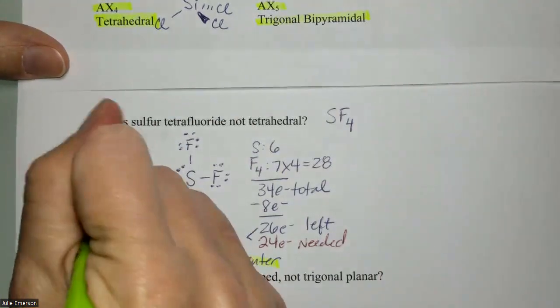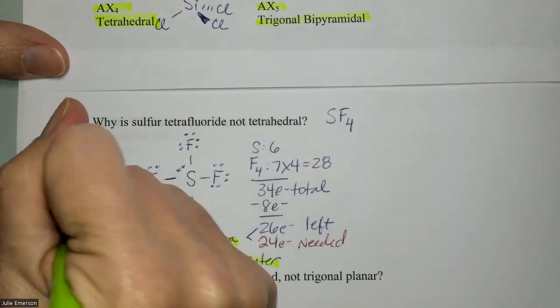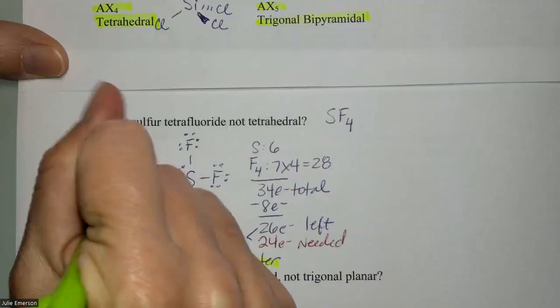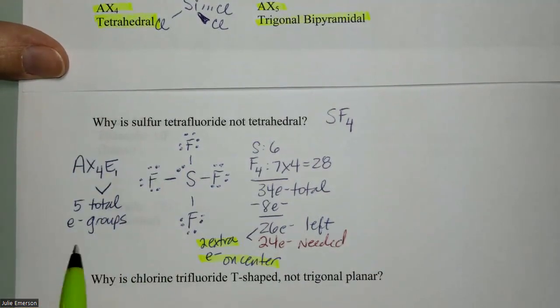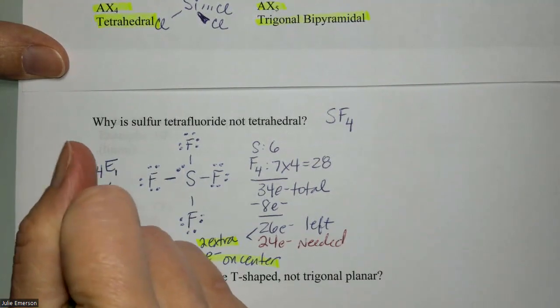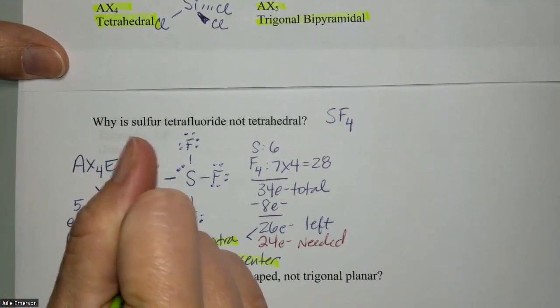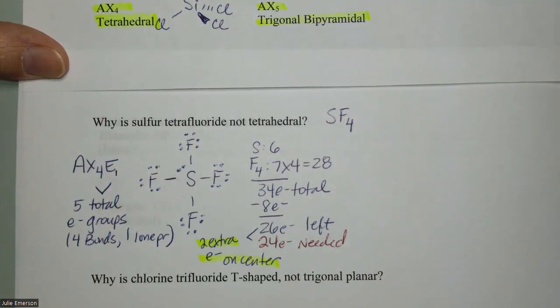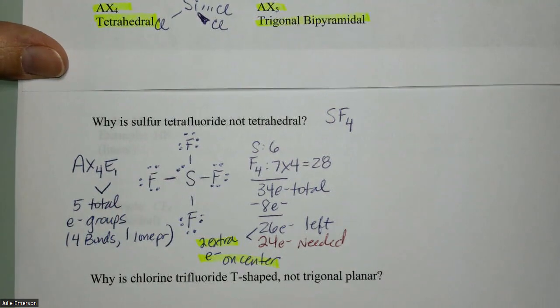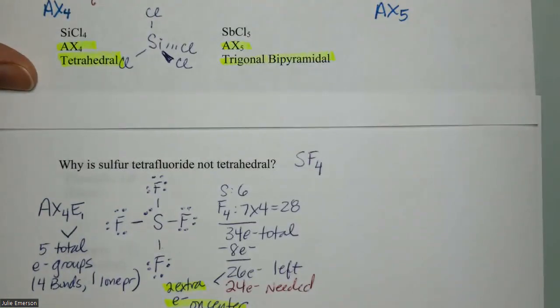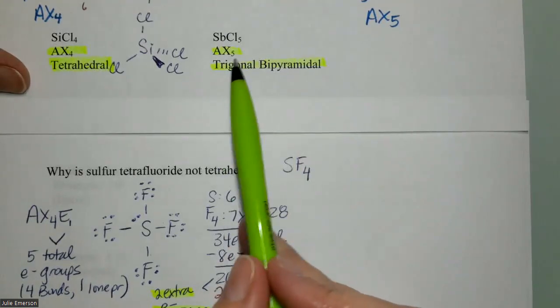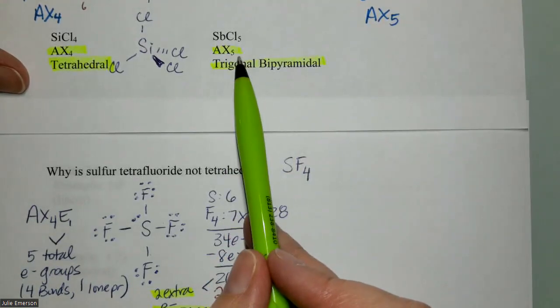Okay, so first, 4 plus 1 means there are 5 total electron groups, right? So we've got 4 as bonds, 1 as a lone pair. All right, so I've got 5 total groups around the sulfur, right? 1, 2, 3, 4, and 5. So what happens is that if it's got 5 total groups, it actually should look a lot like the AX5 because that had 5 total groups, right?